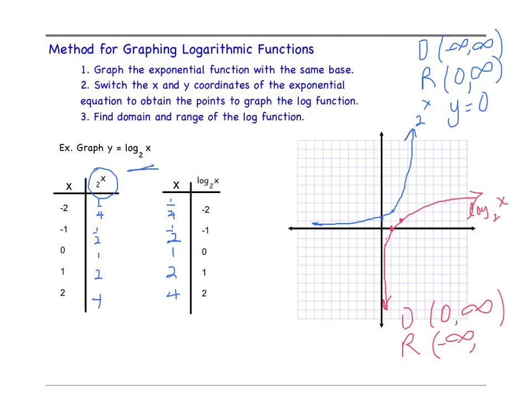So you'll note they are inverses of each other. The x's and y's are switched. The domain and range are switched. And also the asymptote now is going to be the y-axis, which is x equals 0. So note how the two are related.